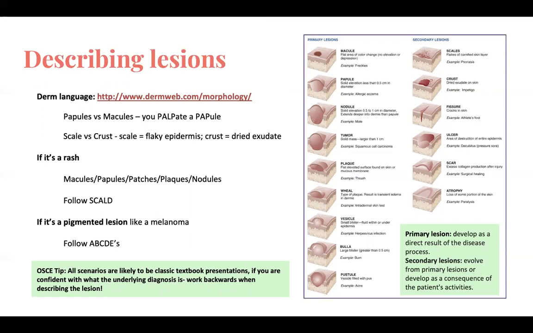In terms of if it did come up in OSCE, one tip one of the seniors had was that if you're pretty confident with the diagnosis, instead of trying to describe a lesion in front of you, which can be quite daunting, you can work backwards in describing lesions. So if you know the classic feature of psoriasis is silvery scale, then you can just mention that, and it might help in that case.